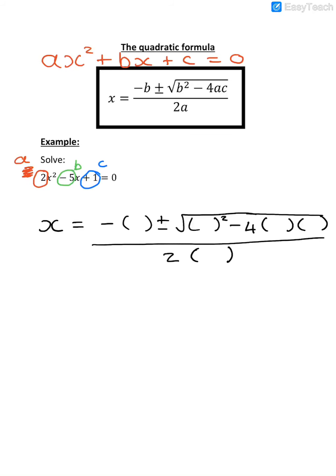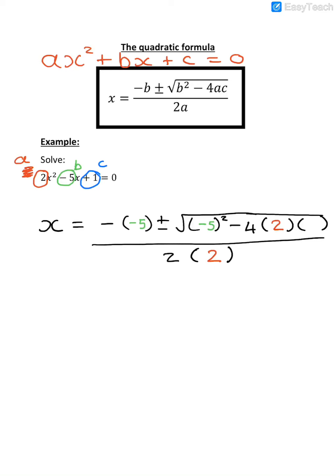So wherever you see an a, you are going to replace that a by 2. So if you look in the formula, there's an a there and there's an a there. So I can replace both of those by 2's. Wherever you see a b, that needs to be replaced by -5. There's a b and there's a b. So they both need to be replaced by a -5. So -5 there and a -5 there.